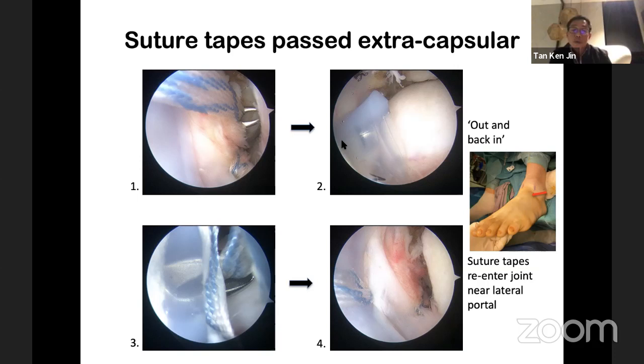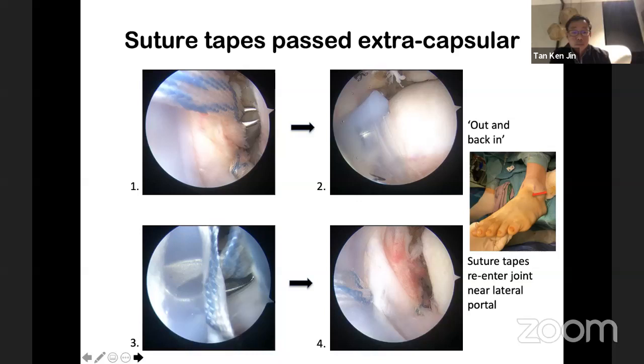Then we put the suture retriever in from the lateral portal here and pull the two suture tapes out through the lateral portal. So here you see the completed picture, which is basically the repaired ATFL pulled up to the lateral malleolus. Then the two suture tapes exit the joint from there. They grow out extra-capsular and then re-puncture the joint here and exit out through the lateral portal.